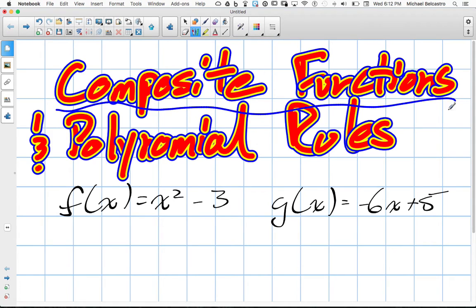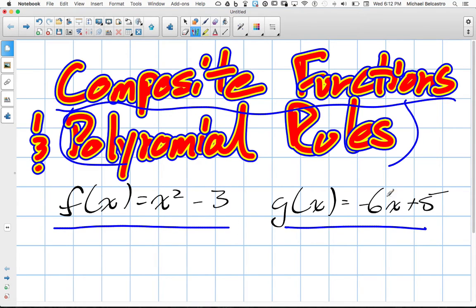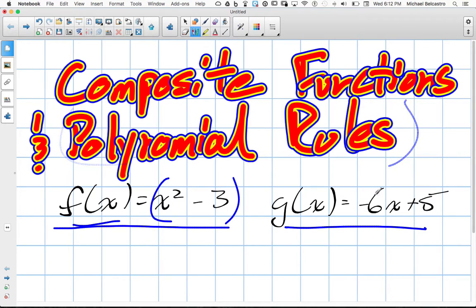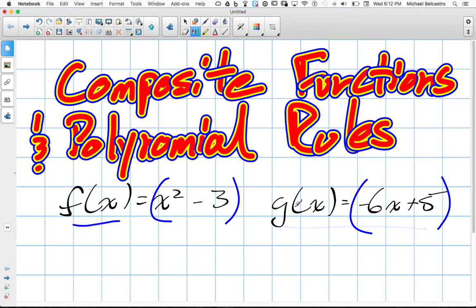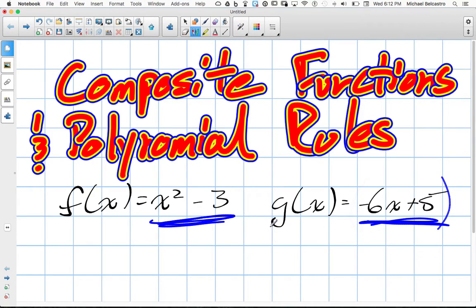Okay, so composite functions, and then we'll go over some polynomial rules at the end. But here are two of our functions. The function f at x is equal to x squared minus 3. The function g at x is equal to negative 6x plus 5. Since they're equivalent, instead of writing out the long form of the function with the variables, coefficients, and constants, I can just use these symbols to express different functions.